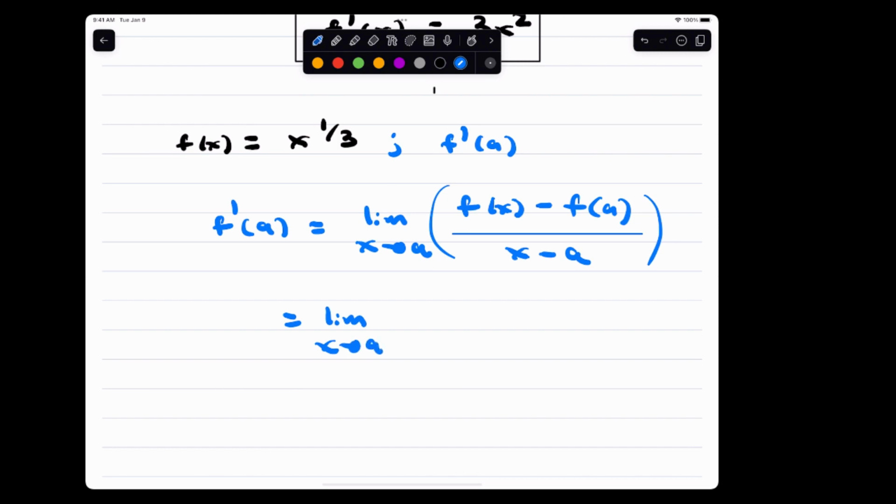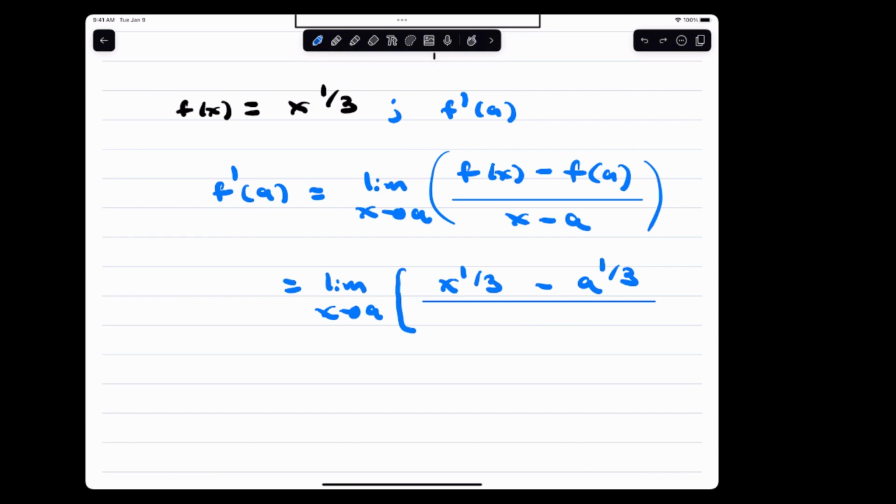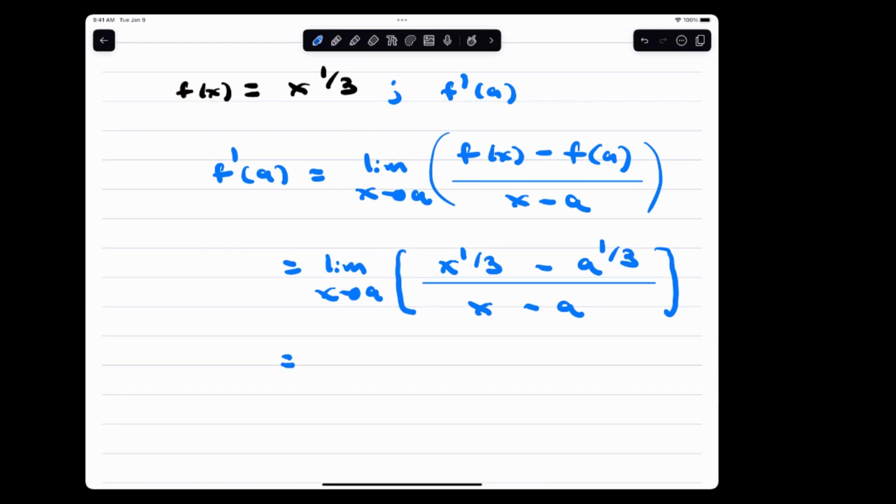Limit as x goes to a. You're going to get x to the 1/3 minus a to the 1/3 over, I'm sorry, x minus a. I'm jumping the gun here. Okay, so this is over x minus a. Let me go back. So now that we use that definition, what do we do at this point? You guys remember? We use direct sub. Good.